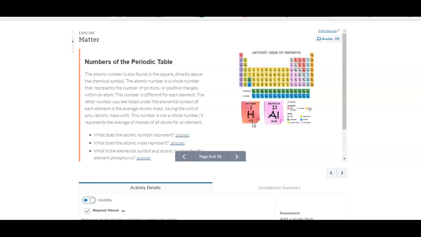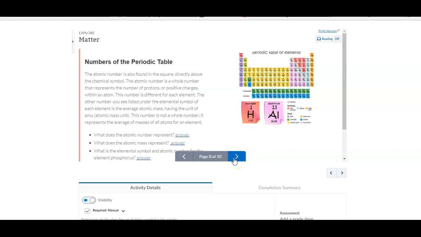The other number you see that's listed under the symbol, so down here, it's a decimal usually, is the atomic mass. So you can round that number usually. Those kind of go in order as well. You'll notice that they're in order of their atomic number and their atomic mass. So hydrogen, which is up here, element number 1, has a very small mass. But aluminum over here, it's element 13, you'll notice that has a heavier mass.